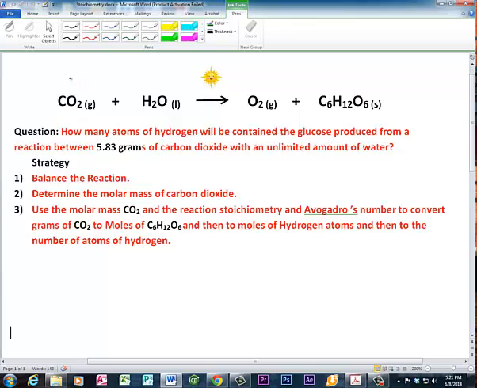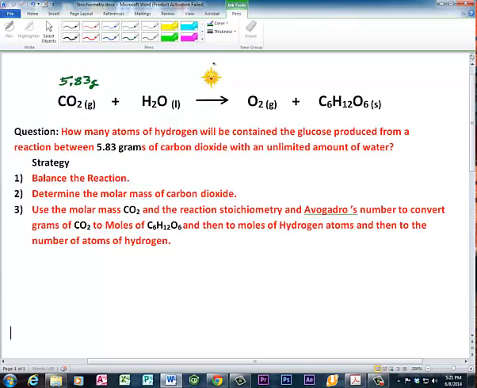So here's what this is saying. It is saying that we have 5.83 grams of carbon dioxide, and we've got an unlimited amount of water, so it rained. By the way, this is the photosynthesis reaction where plants take in carbon dioxide and water and they produce glucose and oxygen. In this photosynthetic reaction, we're going to figure out how many atoms of hydrogen would be produced if we reacted with a plant 5.83 grams of carbon dioxide and an unlimited amount of water.